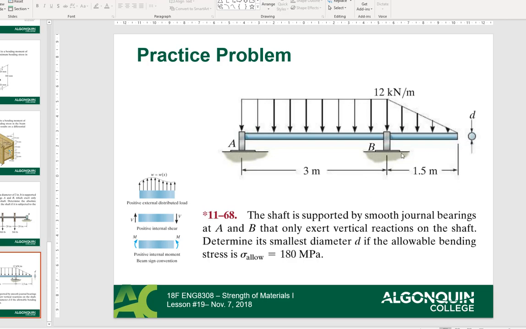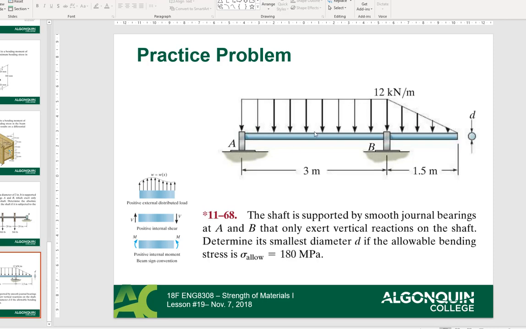And here you can see the profile of the beam. 11-68, it says the shaft is supported by smooth journal bearings 1 and 2 at A and B. They only exert vertical reactions on the shaft, so there's no moment reaction here. Determine the smallest diameter D if the allowable bending stress is sigma allowed equals 180.